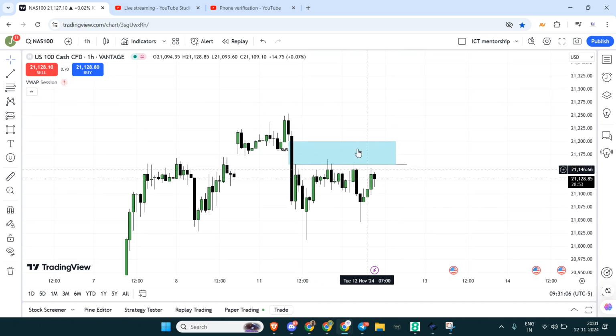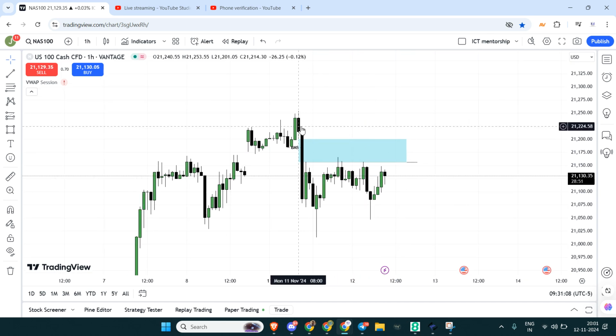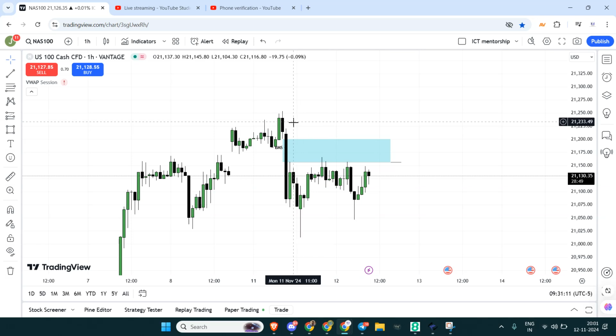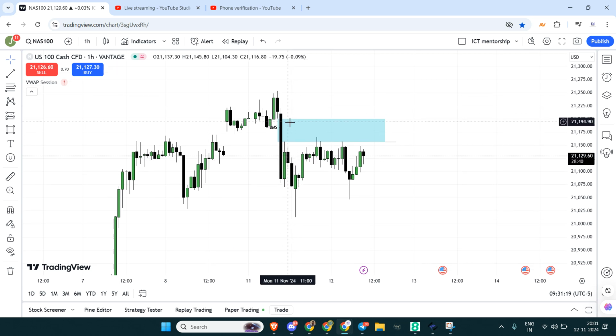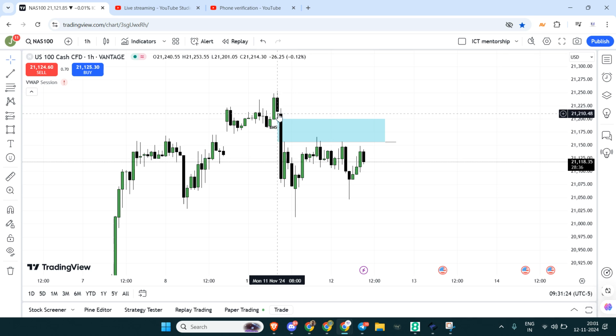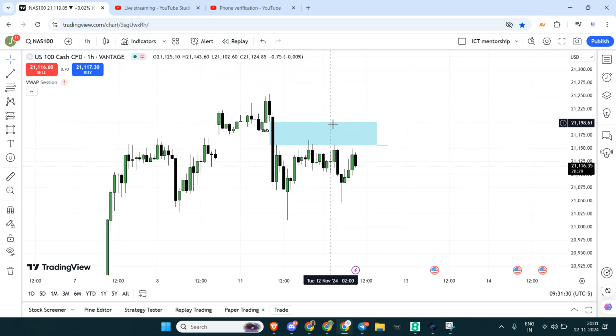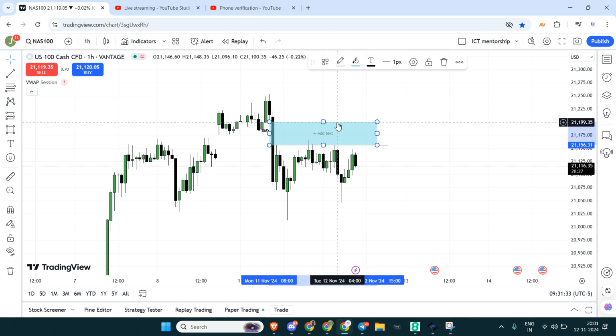FVG is the gap between three candles. Taking this one, this is the first candle, this is the big one, the second candle, and this is the third candle, and the gap is between the wicks of the candles. Here is the low of the first candle and the high of the third candle. There's a gap. This gap is called the fair value gap, or FVG in short.